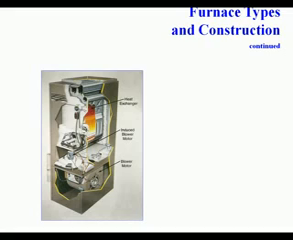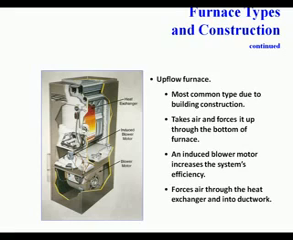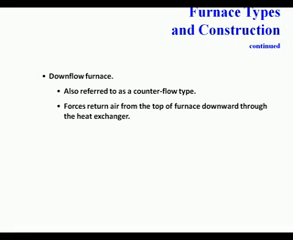We have upflow, we have downflow, and we have horizontal. The upflow furnace is the most common type due to building construction. It takes air and forces it up through the bottom of the furnace. An induced blower motor increases the system's efficiency. It forces air through the heat exchanger, which is at the top of the furnace, and into the ductwork.